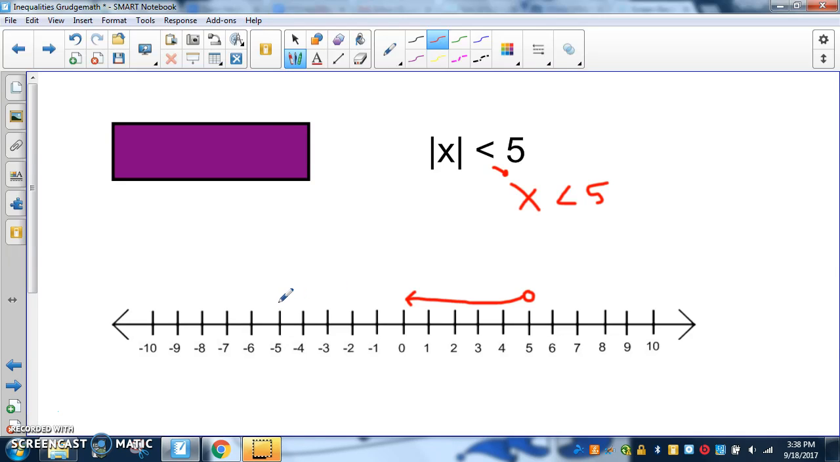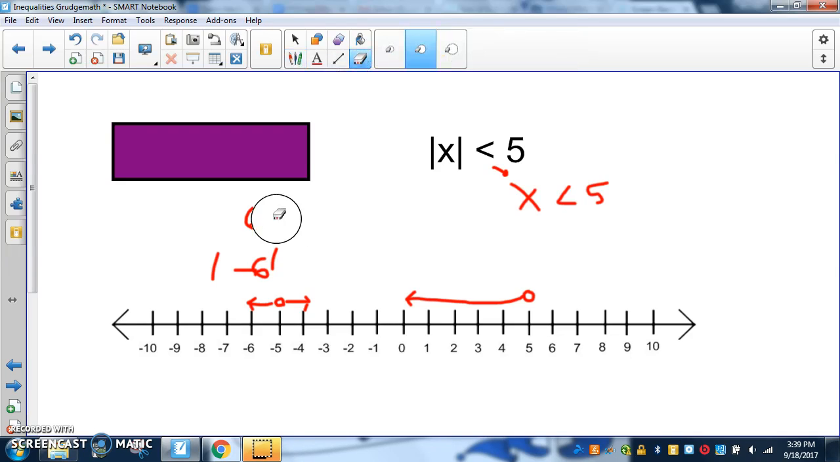If I am at 5, you know 5 is going to be my boundary because it says the absolute value of x is less than 5. I have one of two choices. I'm either to the right or I'm to the left. Let's just test a number on each side to see what works. Let's start over here with negative 6. If I take the absolute value of negative 6, I get 6. And that is supposed to be less than 5. Is 6 less than 5? Of course not. So I know that that number does not work.